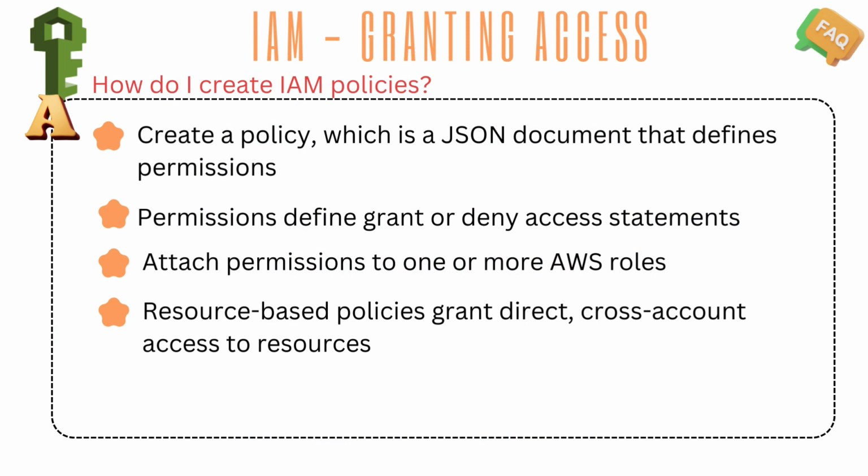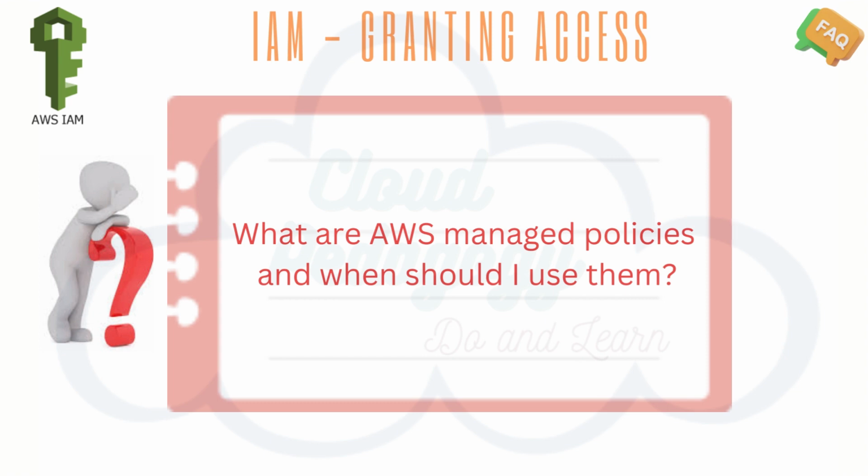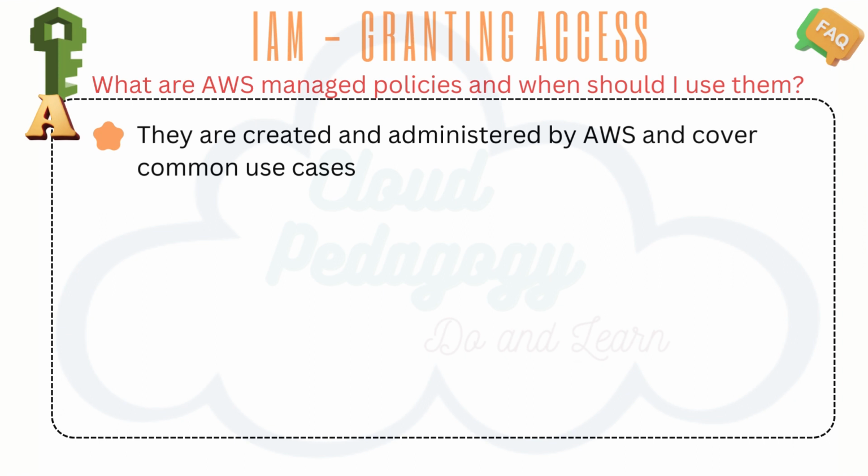To grant direct cross-account access to resources such as an AWS S3 bucket, use resource-based policies. Create your policies in the IAM console or via AWS APIs or even AWS CLI. Next, what are AWS managed policies and when should I use them? AWS managed policies are created and administered by AWS and cover common use cases.